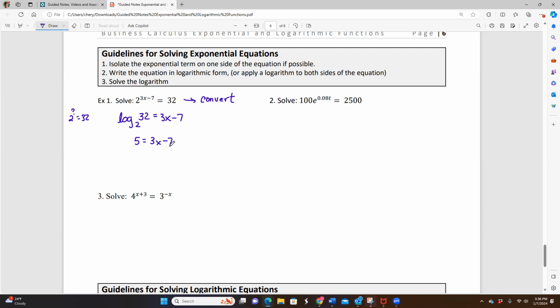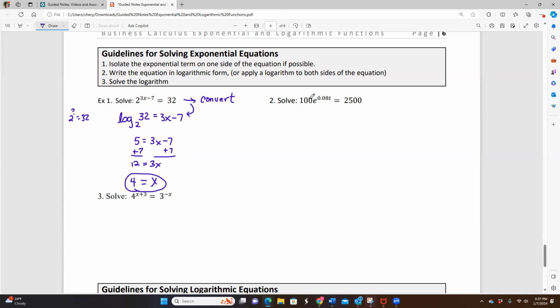Now we have this simple equation, which we'll solve by isolating my 3x term, adding our 7, and 3x equals 12. Divide by 3, and we'll get x is 4. Checking it on your calculator, you'd have 2 to the 12 minus 7, which is 2 to the 5th, equals 32, and it's correct. Let's check our steps again. So isolate the expression. It was isolated. Then we write the equation in logarithmic form, which we did, and then we solve the equation.